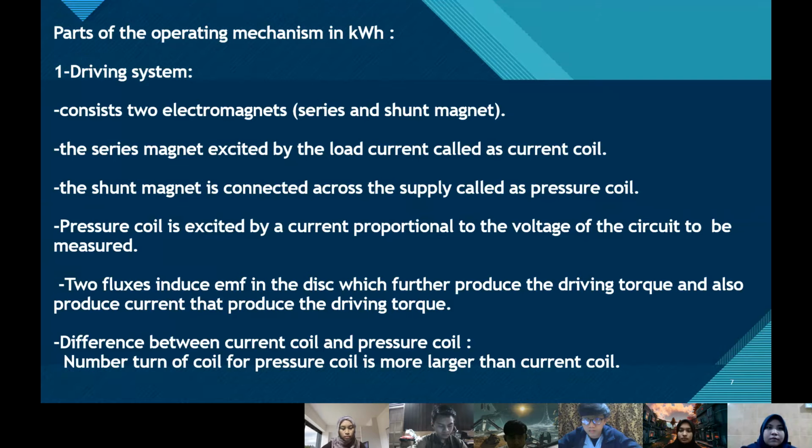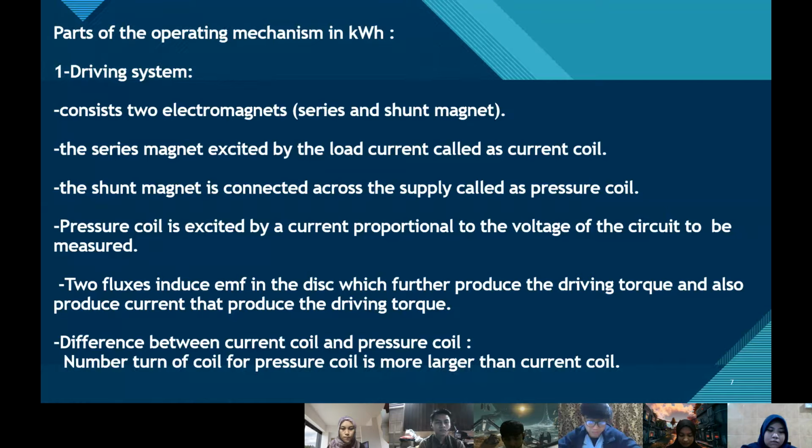Parts of the operating mechanism in the kilowatt hour meter. First, the driving system. First, it consists of two electromagnets, which are the series and shunt magnets. Second, the series magnet is excited by the load current, called the current coil. Third, the shunt magnet is connected across the supply, called the pressure coil. Fourth, the pressure coil is excited by a current proportional to the voltage of the circuit to be measured.